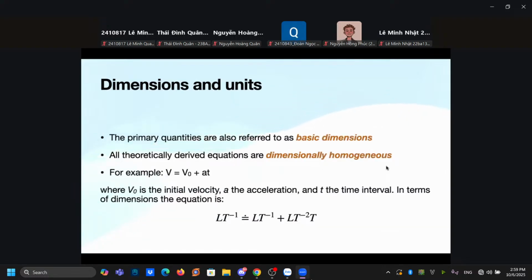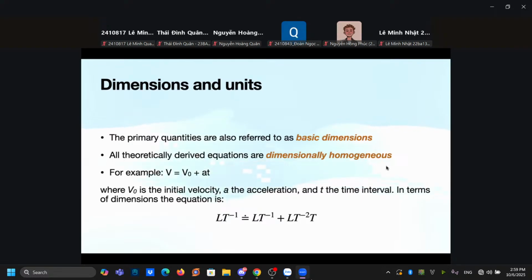So the primary quantities are also referred to as the basic dimensions. All the theoretical derived equations are dimensionally homogeneous. Homogeneous means the same. It means that the two sides of the equation will have the same dimension.